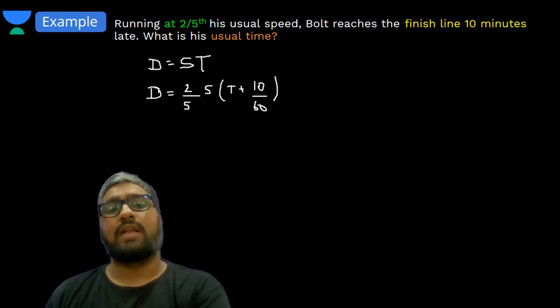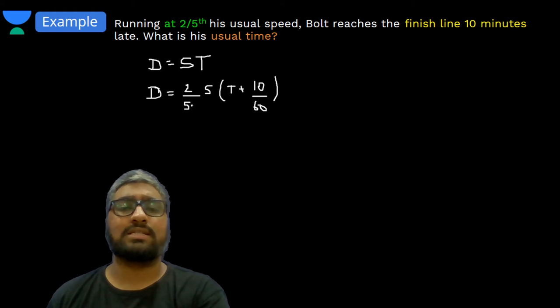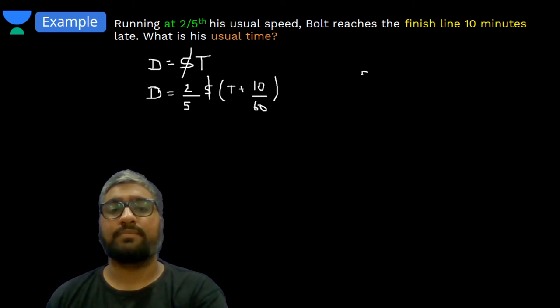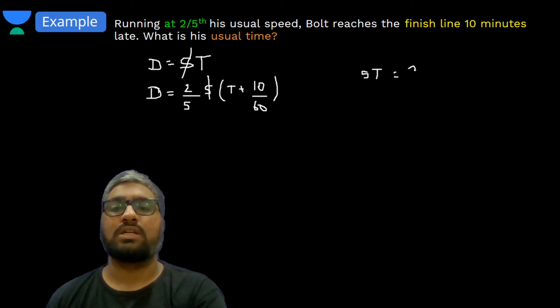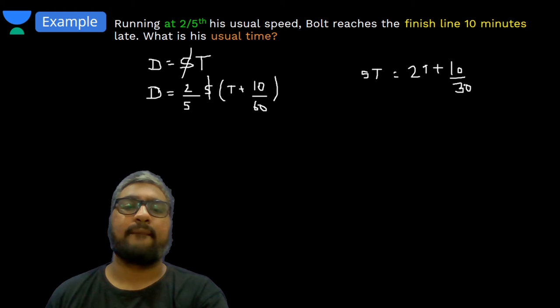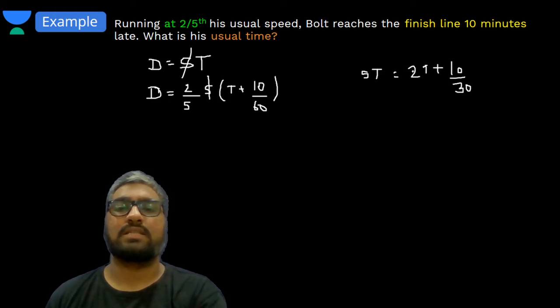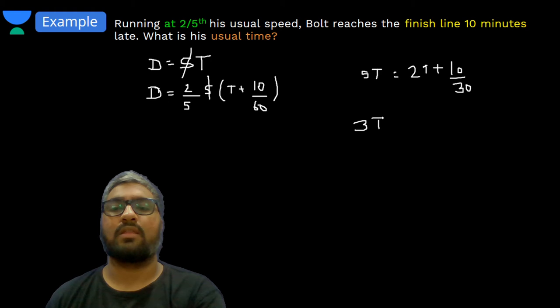Now what do I know? That these two distances are equal. So if I equate these two, the speeds would get cancelled out. That basically means 2/5 t and 2/5 of this, or the other way around. So 5t would be equal to 2t plus 10 by 30. That is nothing but 3t would be equal to 10 by 30.